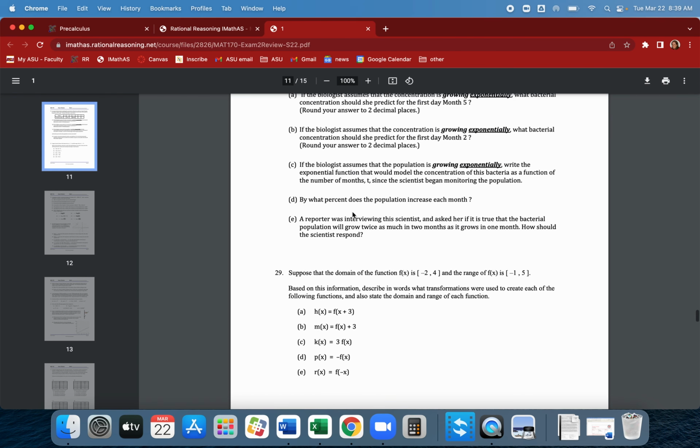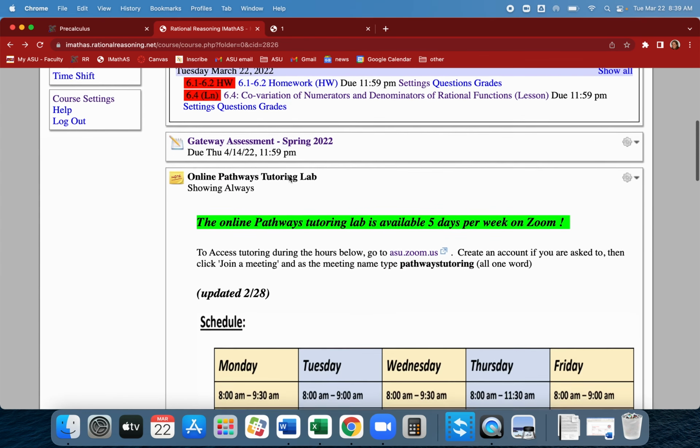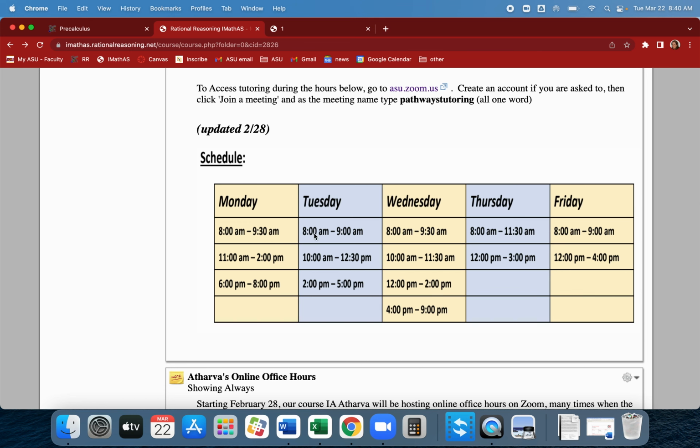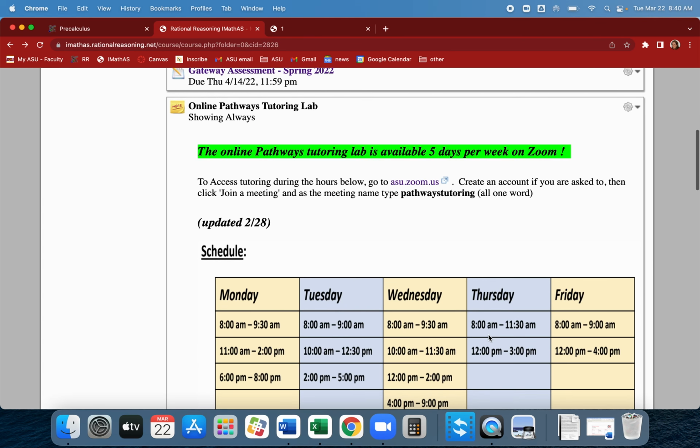But if you have any questions on this, Pathways Tutoring is open a lot. Let's see, it's open right now for another 20 minutes, 10 to 12:30, 2 to 5 today, lots of hours tomorrow, and not any before our test on Thursday. This is just on your iMath main page right under the calendar. In any case, if you have any questions, you can also email me or post on the forums if you're working on the homework questions. It's easier to link to the questions that way. And I will see you on Thursday for the test.